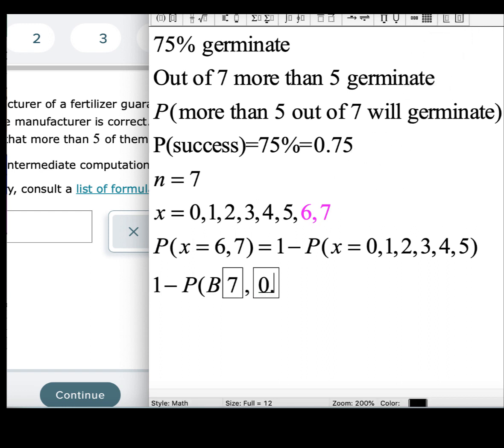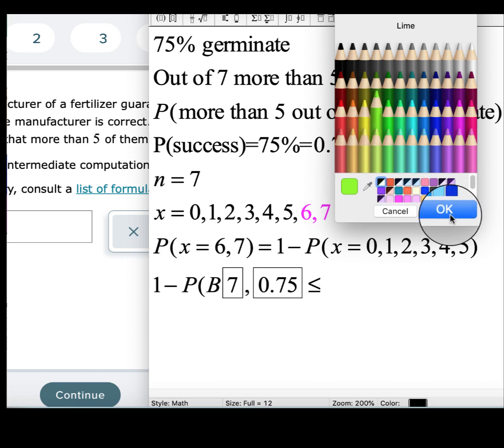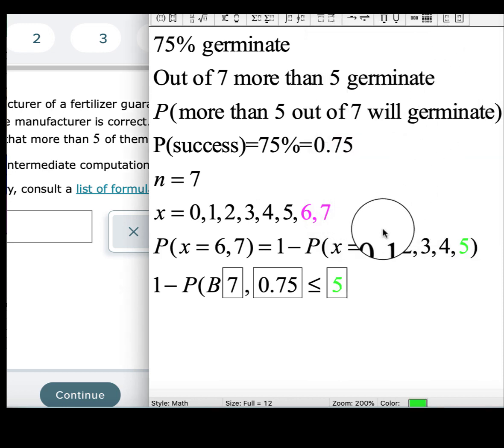And that's 0.75, less than or equal to a certain value. I said, well, how do I know what that value is? Well, it turns out when you have the probability starting at x equal to 0, whatever that last value is, that's going to be the value that you're going to substitute into the ALEKS calculator. All right, so let's go out to the ALEKS calculator and substitute in those values.